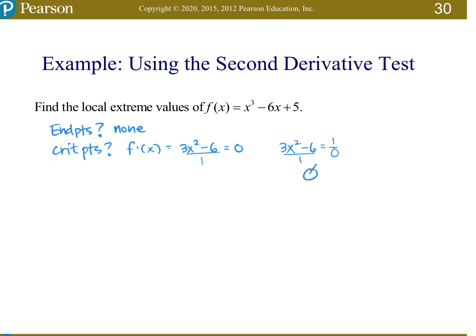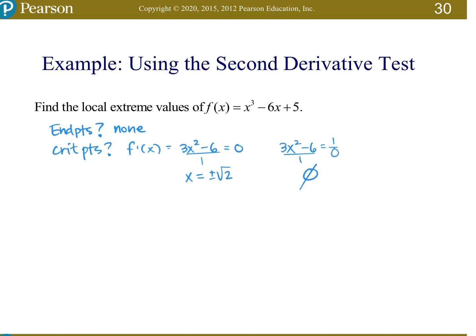I get no solutions from the 1 over 0 part. That means that there are no corners or cusps or vertical tangents, which is good because a cubic shouldn't have any corners, cusps, or vertical tangents. Okay. And then the other one is going to give me what critical points? Can you do the math in your head? Plus or minus root 2. Add 6, divide by 3, plus or minus root 2.